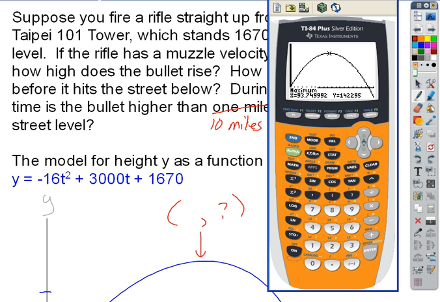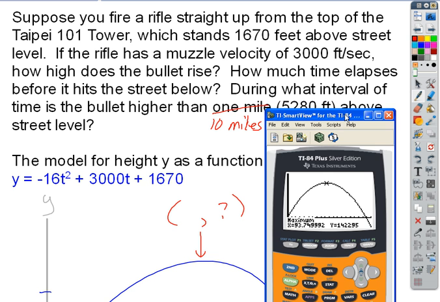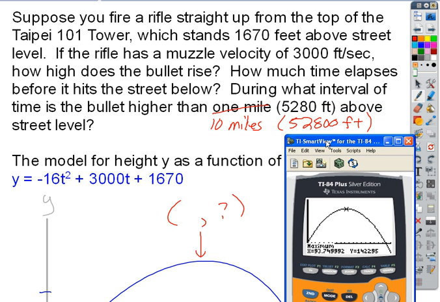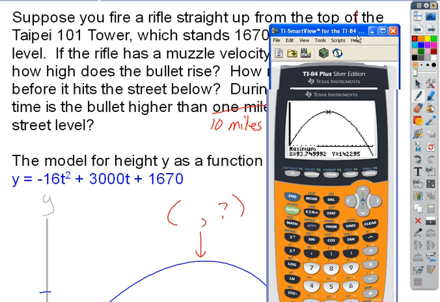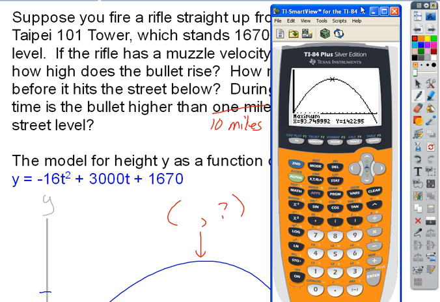Now, here's the last one I want to do, and then we're good for the day. During what interval of time is the bullet higher than 10 miles? Okay, now how could I do that? This is really important. This is a great trick, one you won't probably see in the books. How could we know on our graph when this thing is higher than 10 miles? Anybody got a suggestion? Put in y greater than 10 miles.